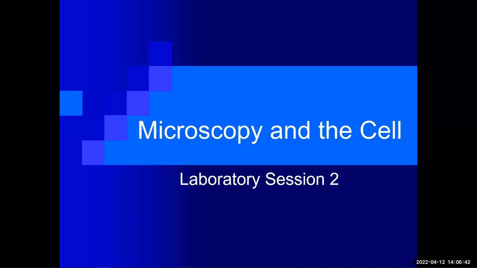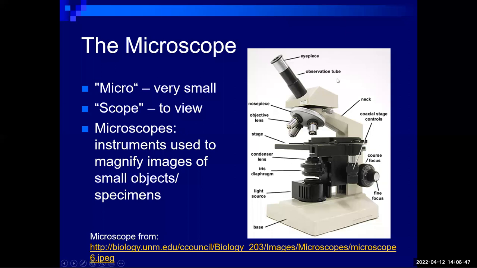It's very important when we're viewing the cells to appreciate what the microscope looks like, and let's see if we could just quickly look through its structure. Now the word itself comes from the conjunction of two words, micro meaning small and scope meaning view. So these microscopes are used to magnify images of really small objects and specimens. So this is a typical microscope.